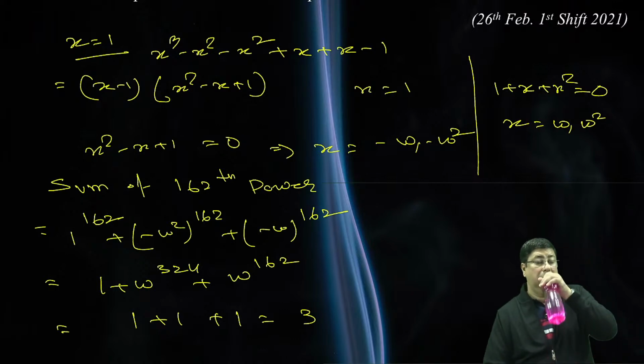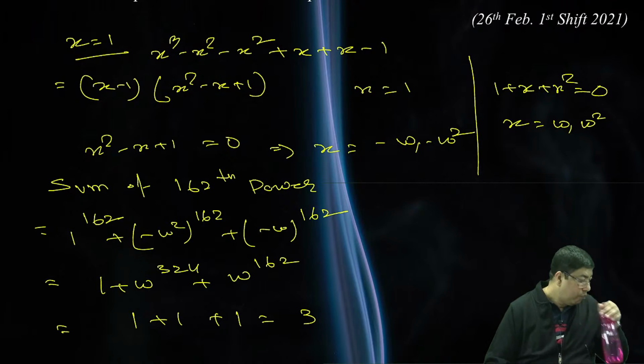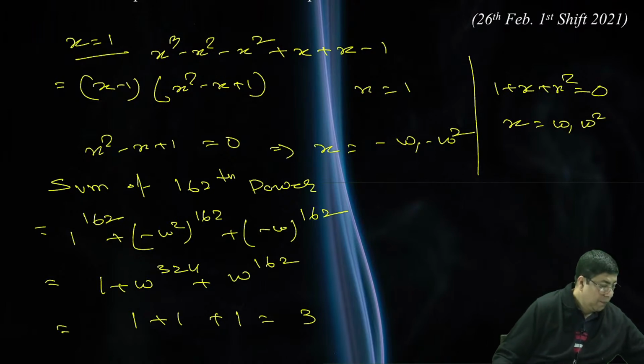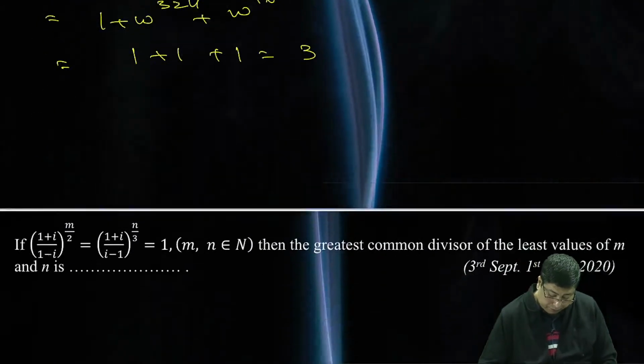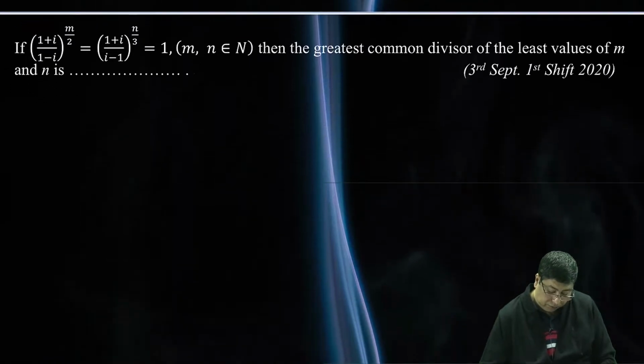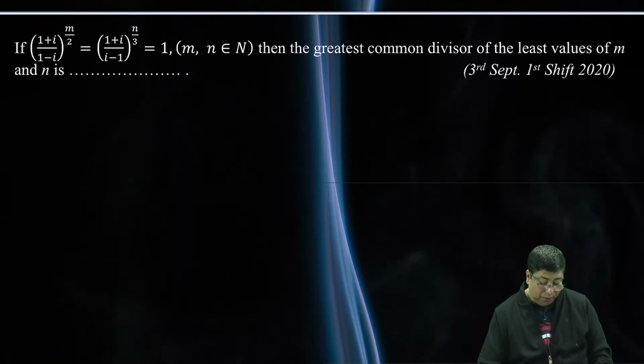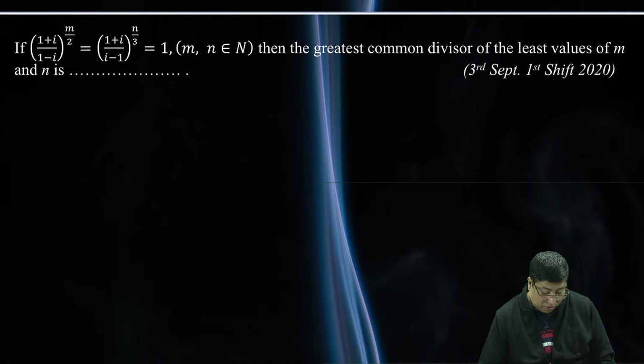Let us go to the next sum. If 1 plus i by 1 minus i whole to the power m by 2 equal to 1 plus i by i minus 1 whole to the power n by 3, equal to 1.